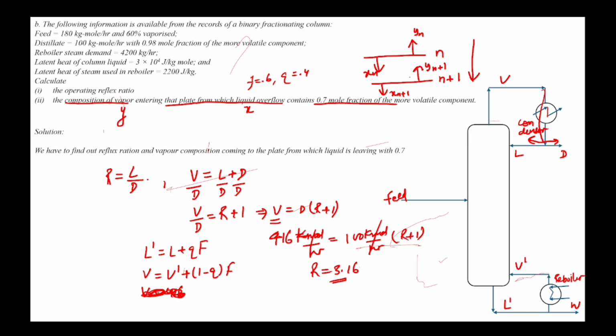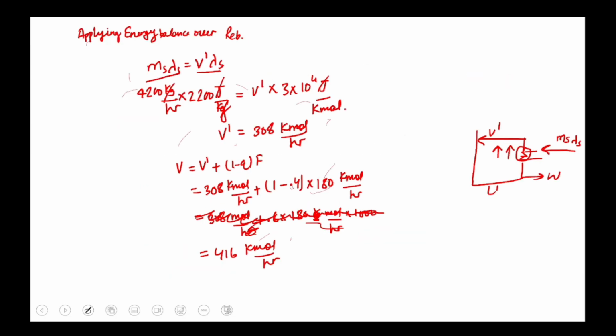Entering plate means either this or this, from which liquid overflow contains 0.7 mole fraction of the more volatile component. Liquid leaving, that means if I consider this as the leaving, then vapor is coming to this plate. That means we have to find out yn plus 1 when xn is equal to 0.7. Similarly, if I take another plate, then I have to find this. So I will go for xn and yn plus 1. Okay, so now I will solve here.